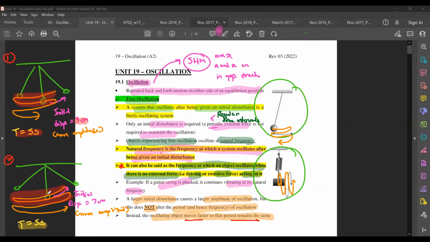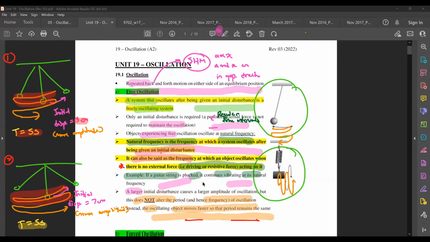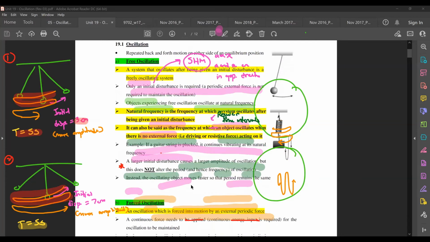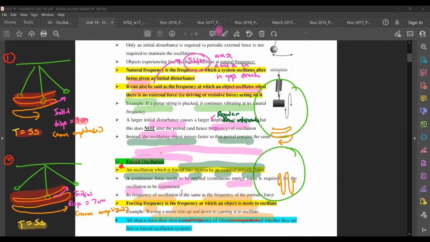So this is just one thing to take note of when you're talking about changing the amplitude of oscillations of a system. If you make the amplitude of oscillation bigger for the same system, it won't change the period, it won't change the frequency. All you ever do is to change the speed of the oscillating object. That's all there is to it. So that one is all right.